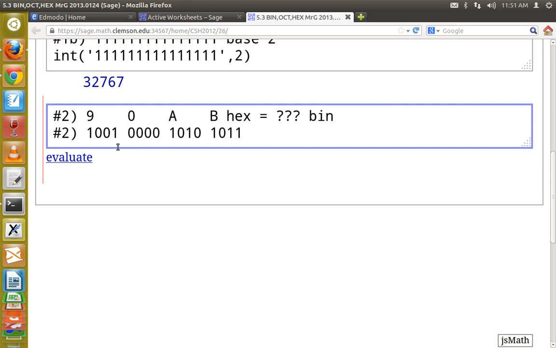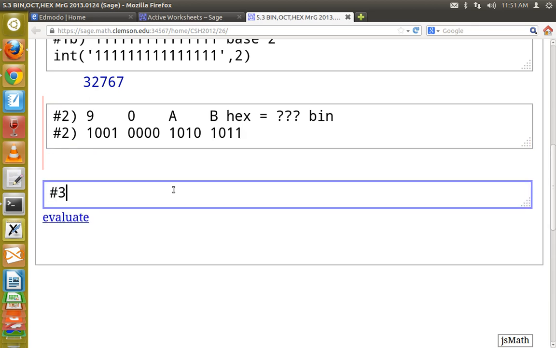All right, that's number 2. Let's go backwards. Number 3 says convert binary to hex. Can you just do the same thing backwards? All right, let's write down the problem. It's 0101, 1101, 011. Am I missing anything? 0101, 1101, 011. Yeah, that's it, right?